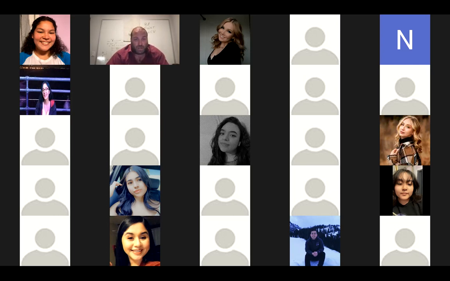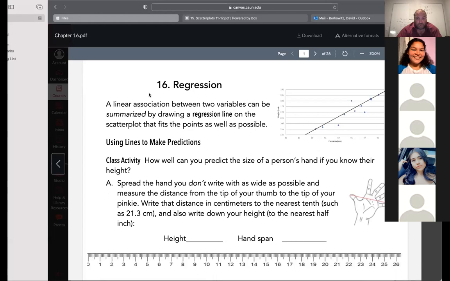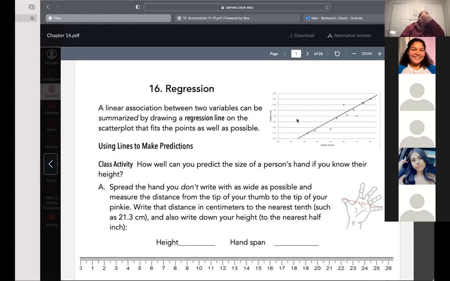Okay, so that's chapter 15. We have just finished chapter 15. So let's now jump into chapter 16 on the other half of the coin of scatter plots, which is regression. Regression might sound very complicated, but it's not. Regression is actually fairly straightforward.